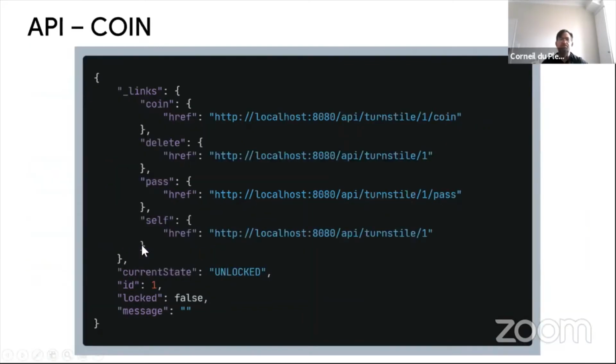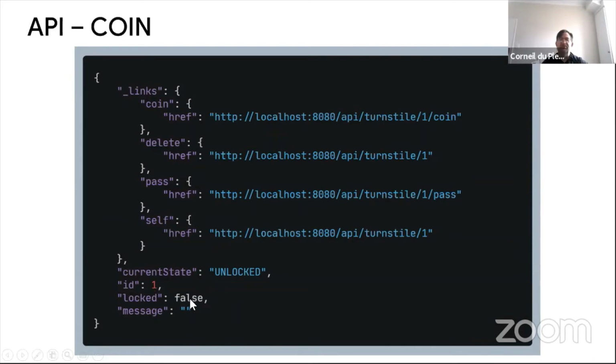So if I send it a coin event, I get this back. So I get back coin is still possible. Delete seems to have appeared. Pass is now available. And self is always there. So self is always what you use if you want to refresh the data. You can see the state is now unlocked, and the locked flag is false.